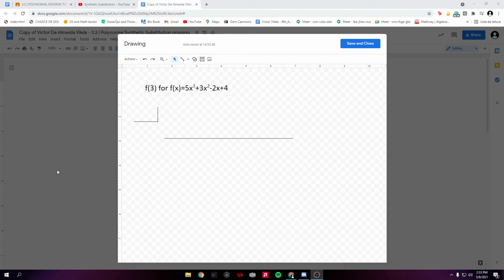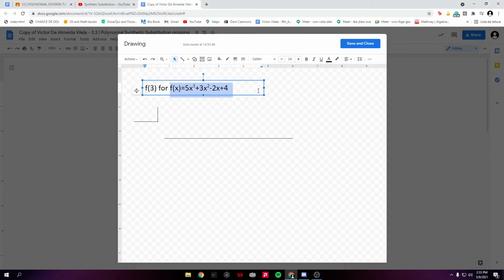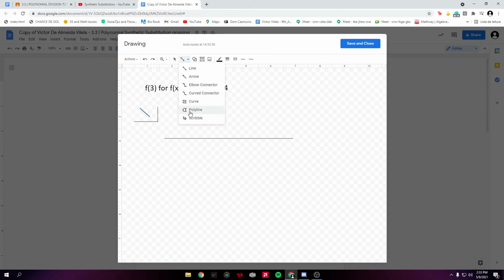Okay, so this is the last part of our project, and it's synthetic substitution. So how do you do the synthetic substitution? Let's start with this example here, where we have 5x cubed plus 3x squared minus 2x plus 4. And we have to find f of 3 for this equation, okay? So let's start by putting our number 3 in here, okay? So, number 3.